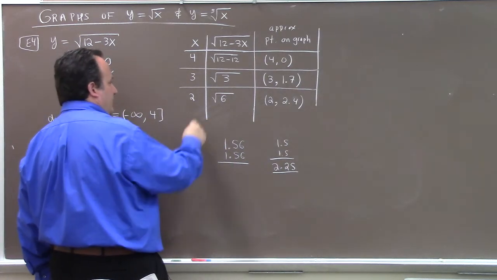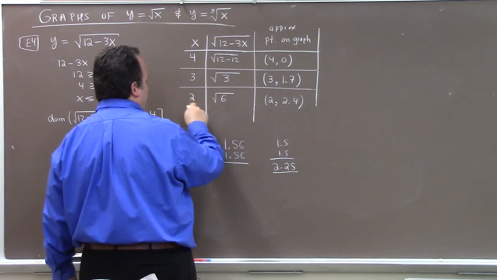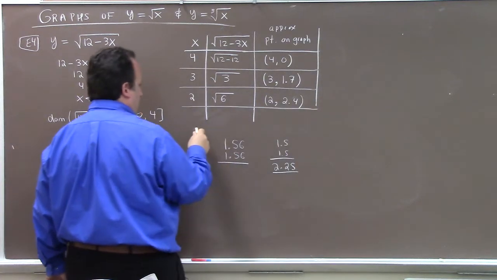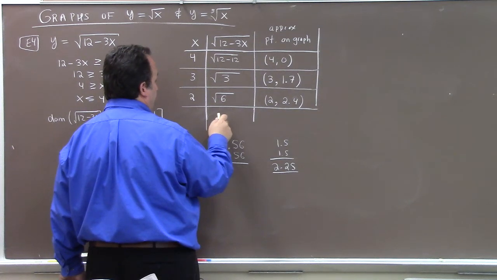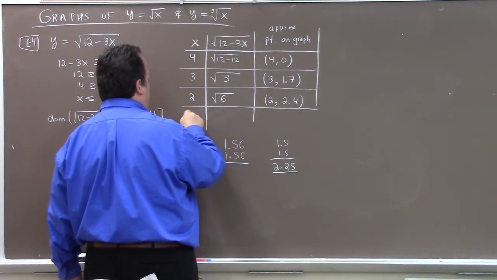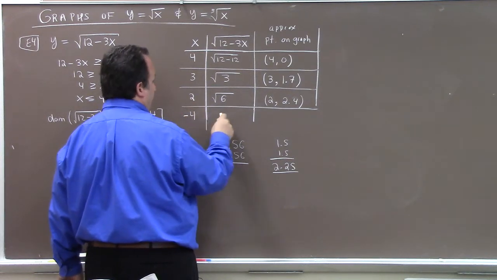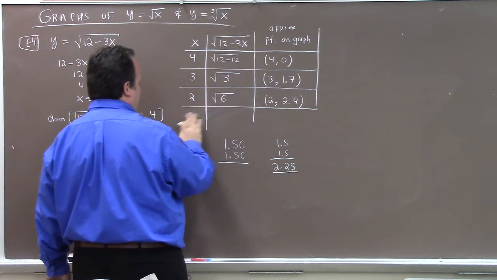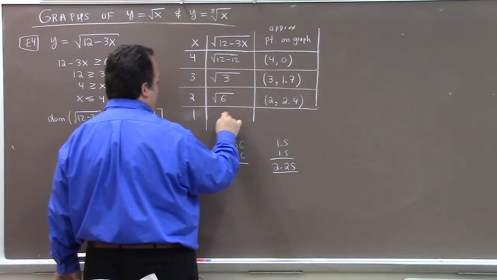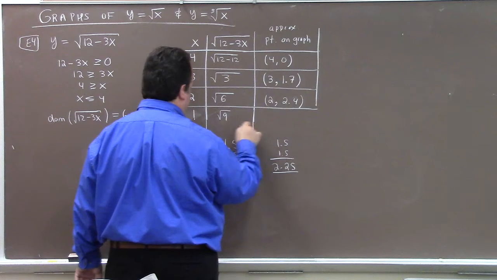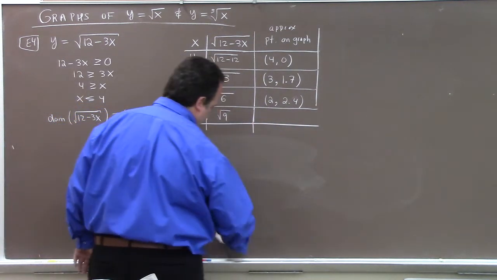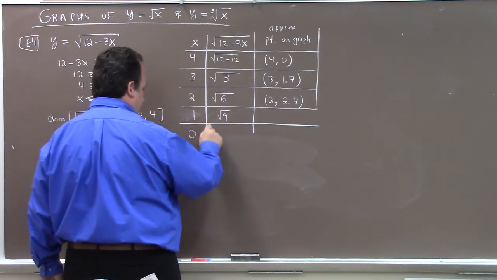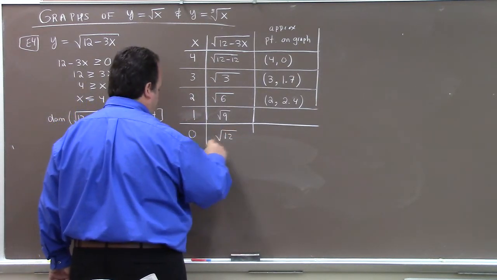So let's see here. How about 2, 3, 4? What's next here? How about minus 4? Well, that's too far. Let's go 1. That's square root of 9, right? Zero. Square root of 12, right?